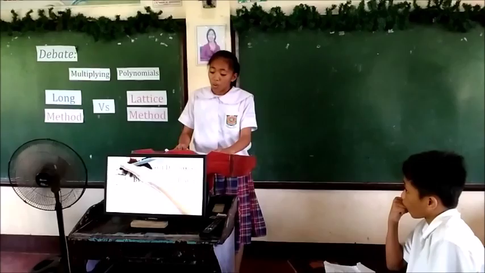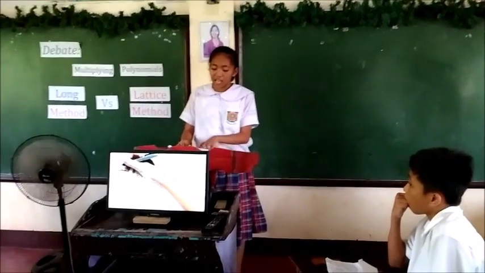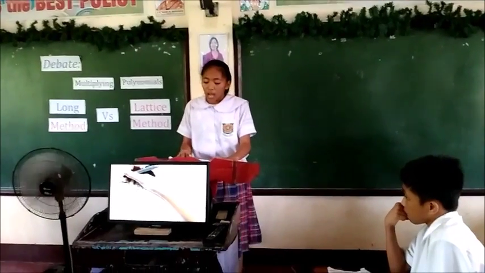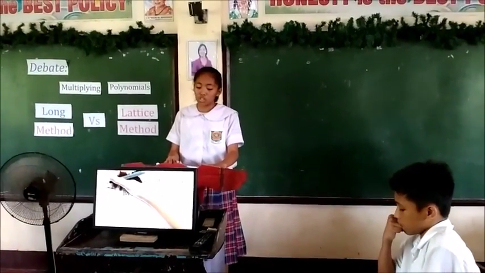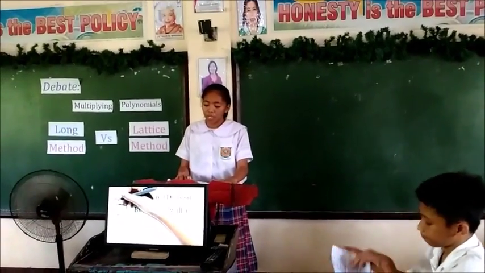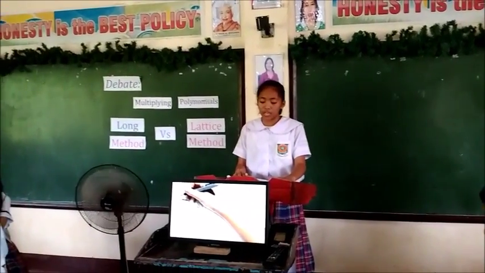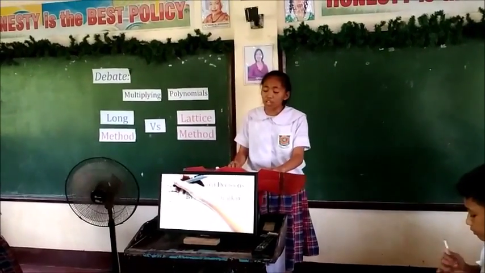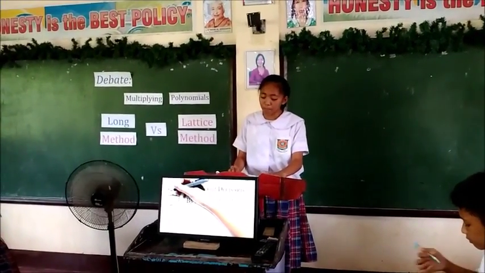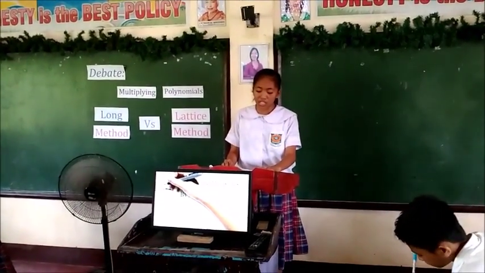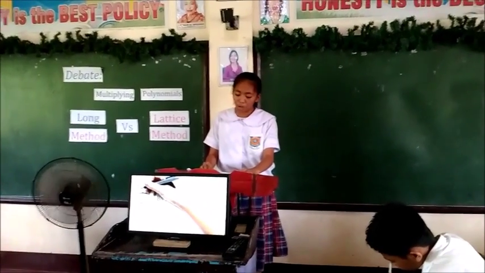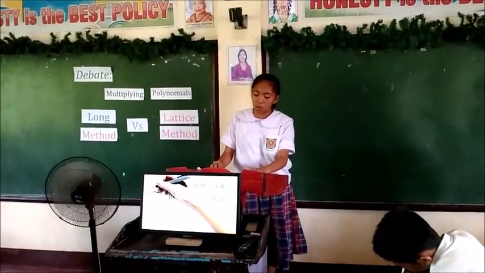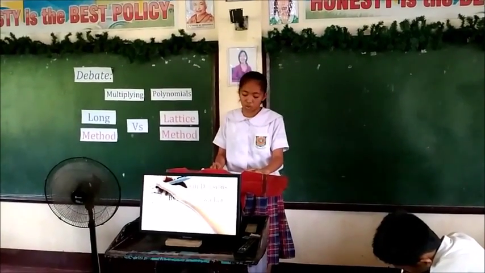So, Miss Chair, why did we say that the long method is more common and easier than the lattice method? As we all know, the long method is present in all math problems, not just in school but in our daily activities, and it has only two terms. So, given this serious situation, or rather problem, on what is the easiest method to multiply polynomials, it should be the long method. Because the long method has only two terms and it can be easily multiplied.